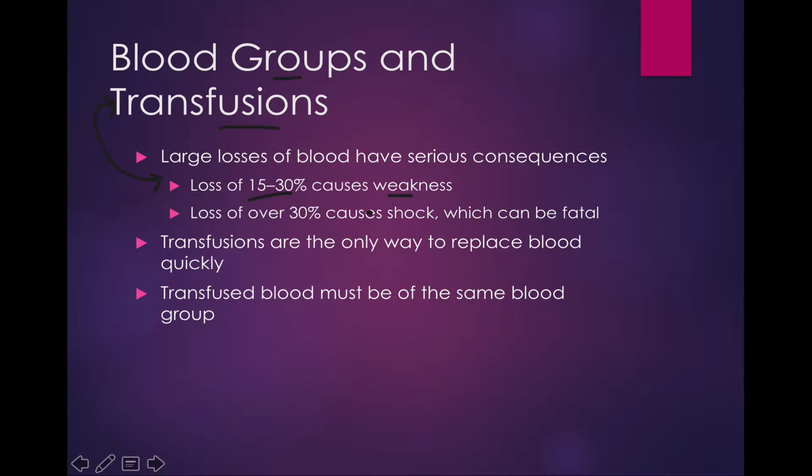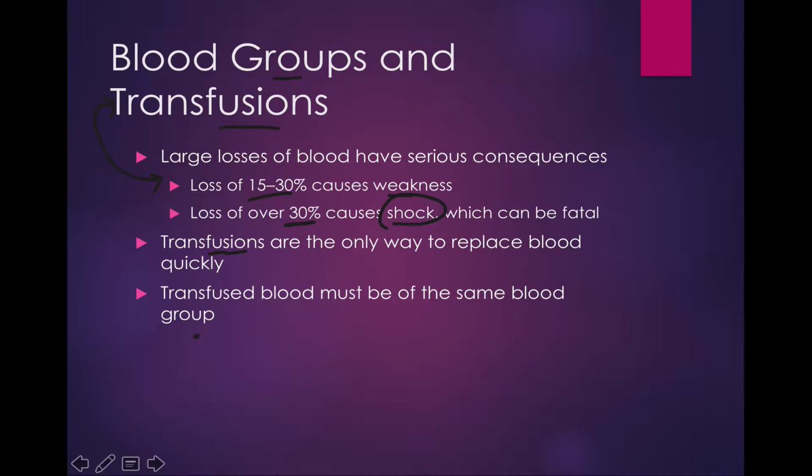If you lose between 15 and 30% of your blood, it will cause weakness. If you lose over 30% of your blood, you can go into shock. When you go into shock, that can be fatal. Luckily, there are transfusions, which are a way to replace blood very quickly. That means that you're getting blood from a foreign source, so another person donates blood and you take that. If you don't have a transfusion, the only way to replace blood naturally is through hematopoiesis.